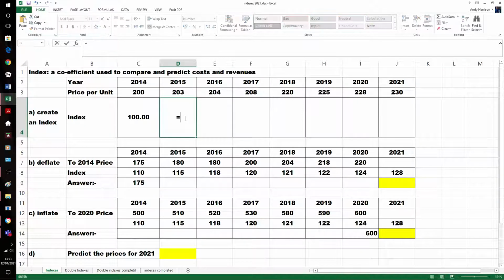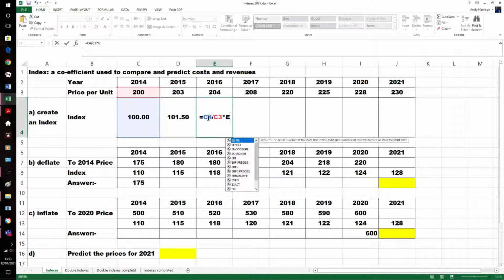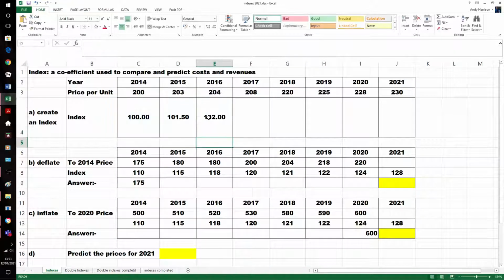So let's have a look. If we take the base index and divide it by the price and then times it by 2015's price, that's how the index would have been created. Do one again. So still starts off with C4, although we could actually have used 2015. Now we're timesing it by E3. And no surprise, a 2% increase.